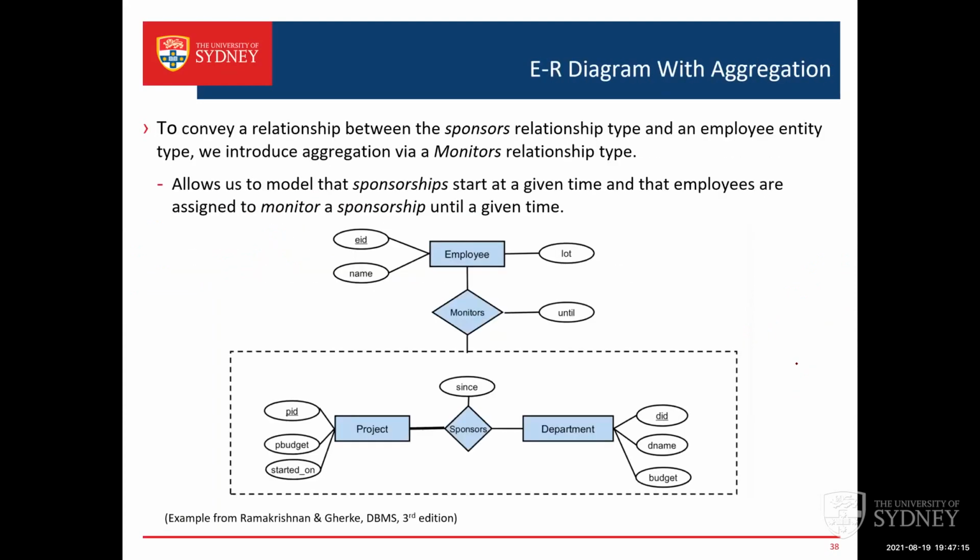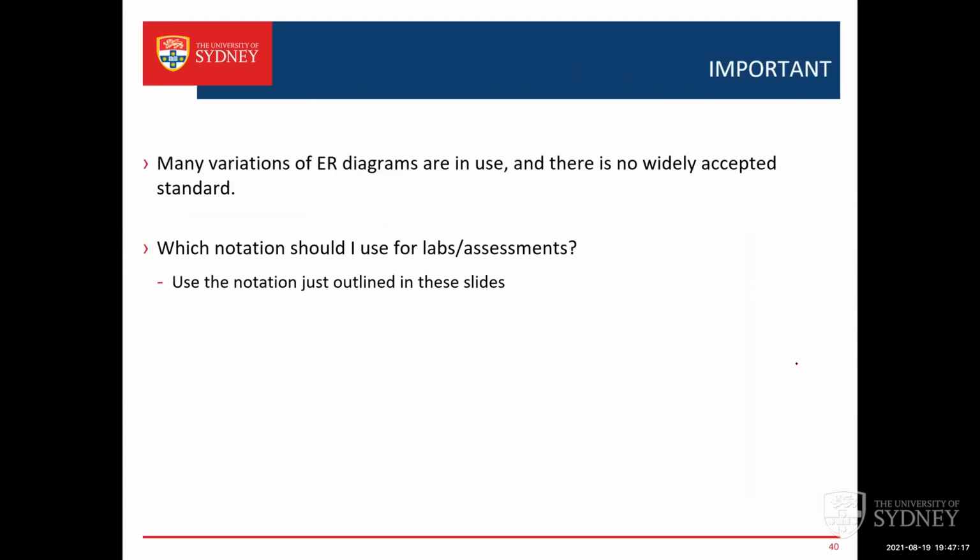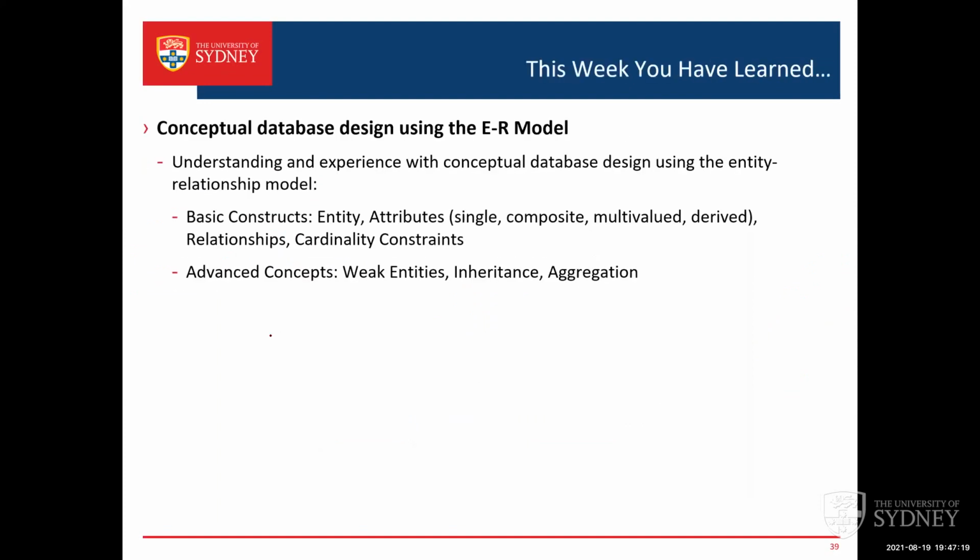So that is all I had to talk about today. So we learned about entity, how to represent entity, attribute, single, composite, multi-value, derived. We learned about relationship and cardinality constraint. Later we learned some advanced things like weak entity, inheritance, that simply means specialization or generalization, and then finally aggregation. Okay.